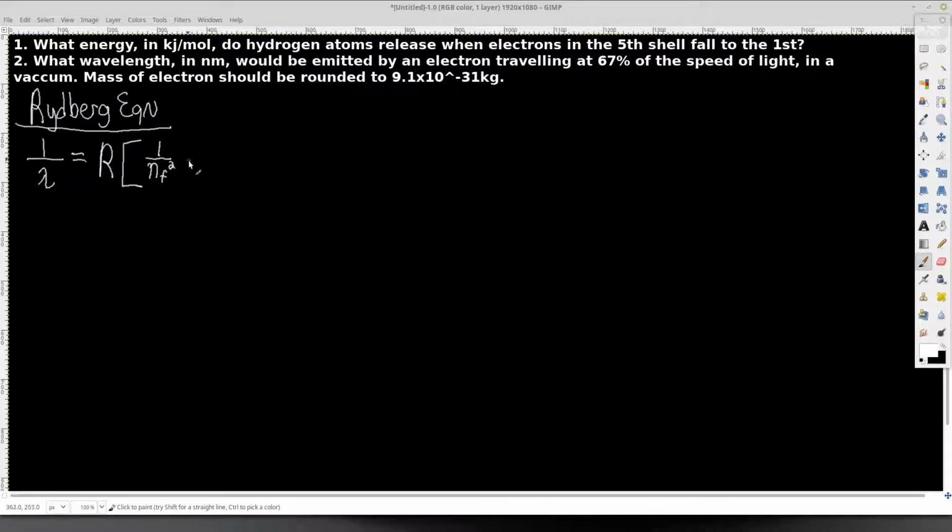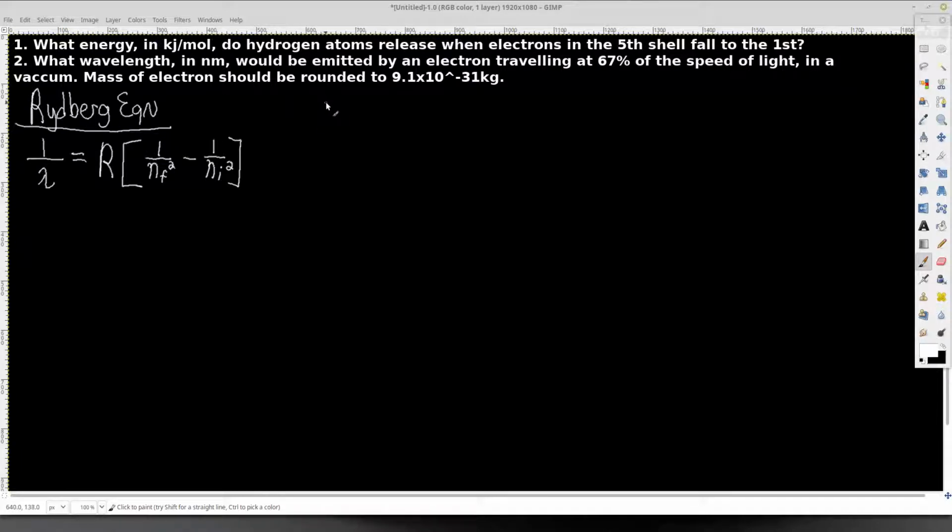After that we're going to subtract basically the same thing: 1 over, this time another N, but this time it's going to be the initial. So I'll write a little i there for initial. We will also need to square this one as well. Now this is all we need for the equation. This equation will help us in the end to calculate the wavelength. Even though they want energy, we need to first calculate the wavelength, and we're going to do that with Rydberg's equation. Now we will need his constant, so let's write that over here.